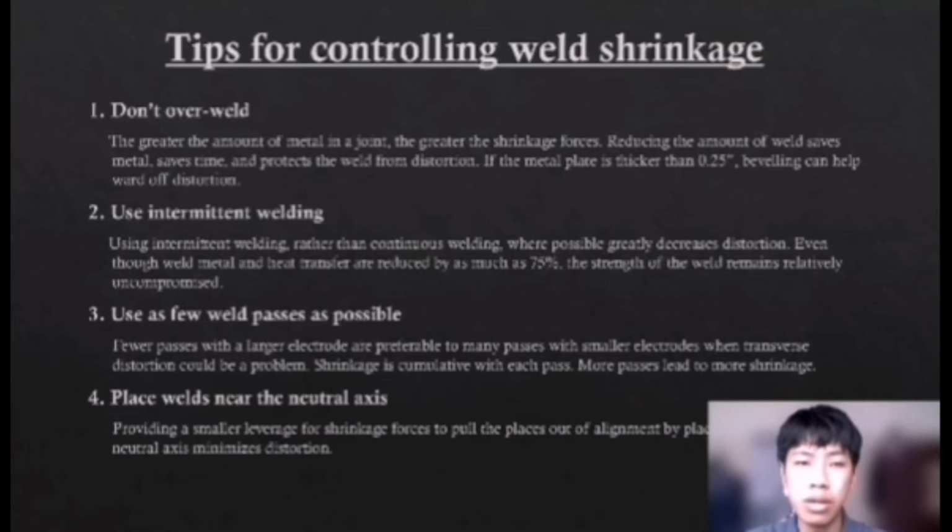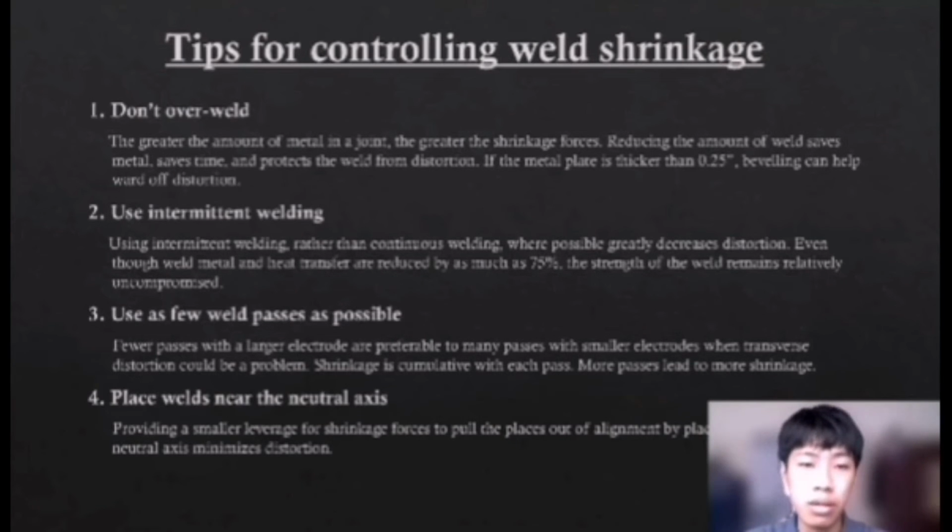Two, use intermittent welding. Using intermittent welding rather than continuous welding, where possible, greatly decreases distortion, even though weld metal and heat transfer are reduced by as much as 75%. The strength of the weld remains relatively uncompromised.